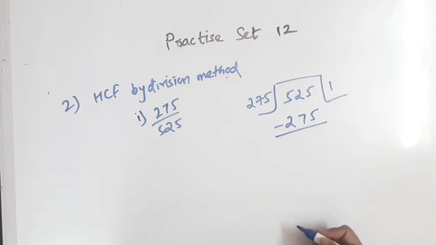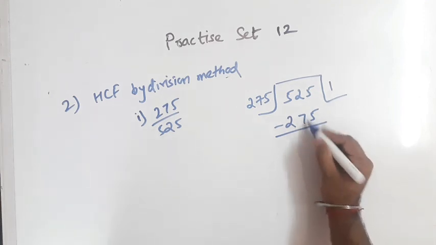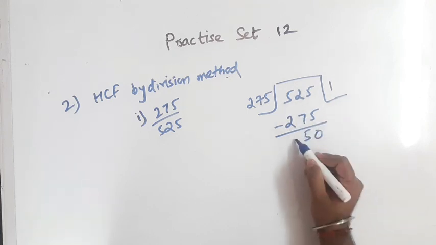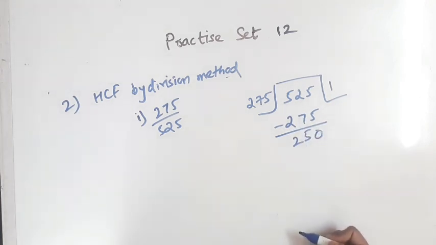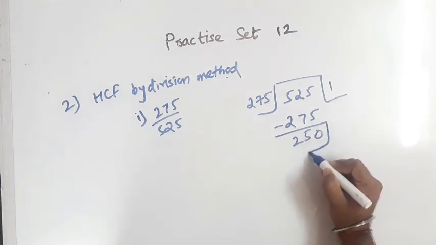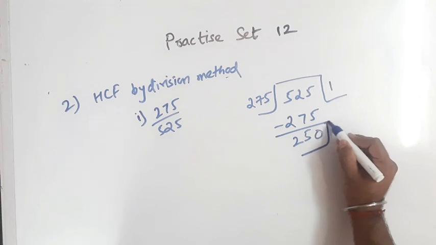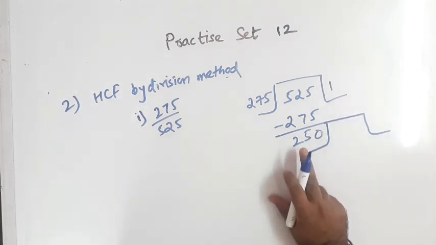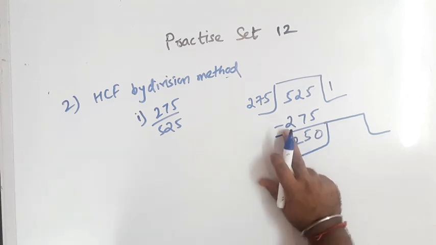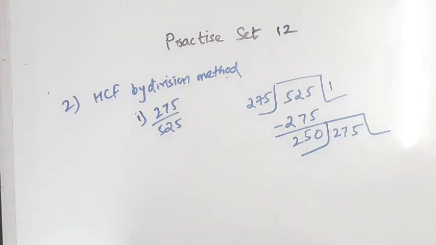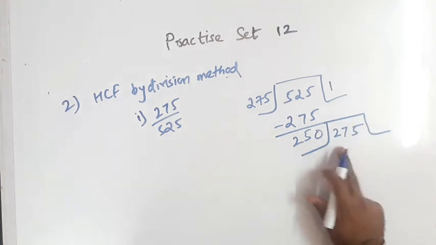How to do this? Just see. Now 5 minus 5 is 0. 7, this becomes 7 plus 5, 12, 1, 3. 250 is the remainder. This automatically will become your divisor. See how you have to do. The remainder will become your divisor for the next step, and the number above will become your dividend, 275. This is very simple.